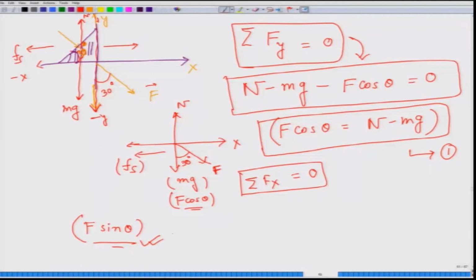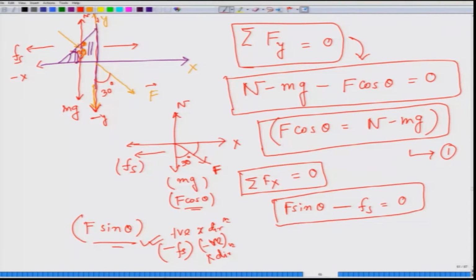Similarly, we have all the forces along the x axis, which is this F sin theta along the positive x direction, and minus Fs, which I have taken to be negative, along the negative x direction. So, now when I write the summation of all forces along the x axis to be 0, I take F sin theta, which is along the positive x axis, minus this frictional force along the negative x direction. So, I take minus Fs equal to 0. From here I can write Fs is F sin theta.